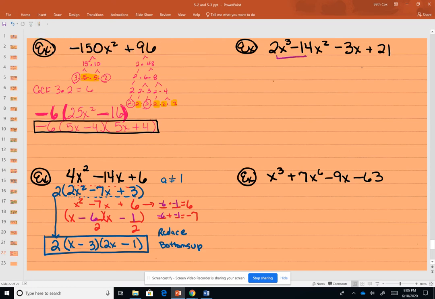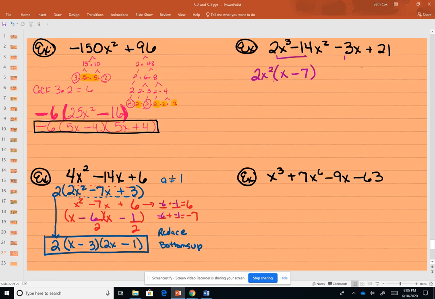And so we take the first 2 and we do GCF on the first 2. So that's going to be a 2x to the second. Is that right? Yep. And that's going to leave me with an x minus 7. I think that's right. Check your multiplication.